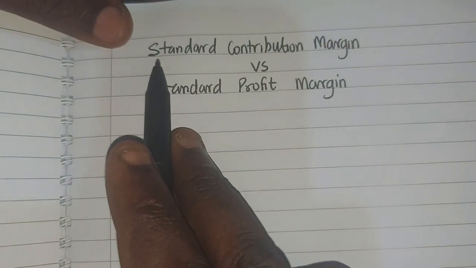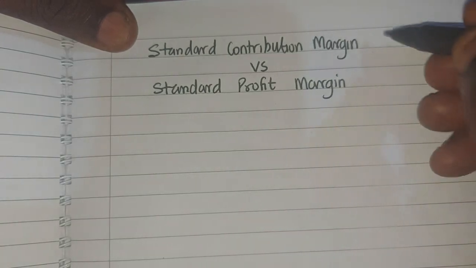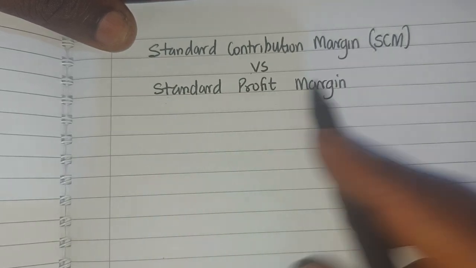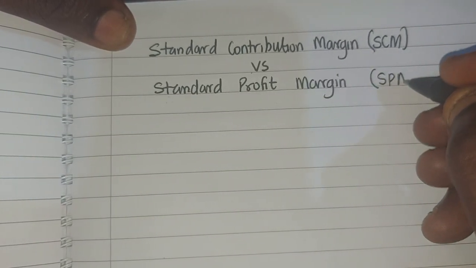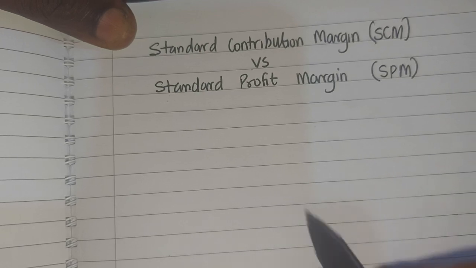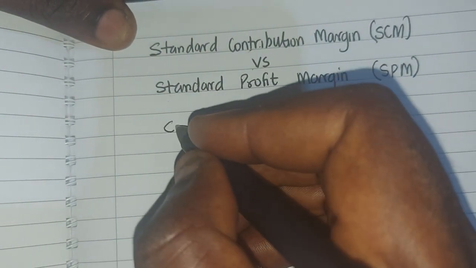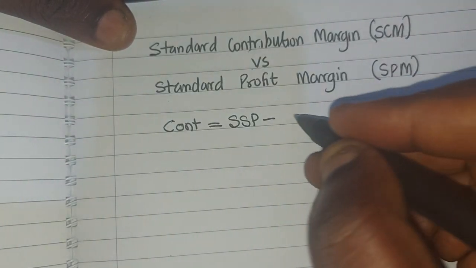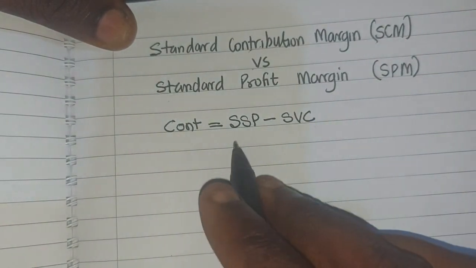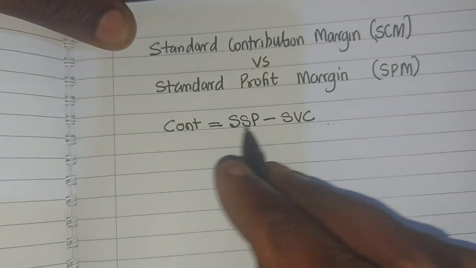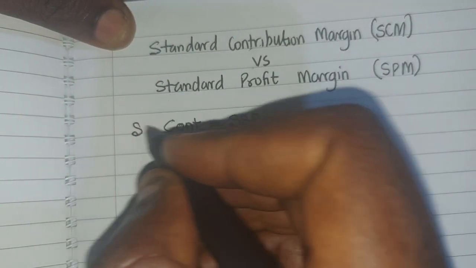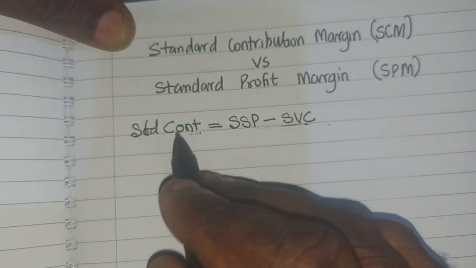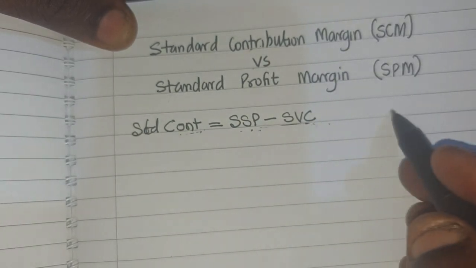In this video, we are going to look at the concept of standard contribution margin, that is SCM, versus standard profit margin, that is SPM. Now, to start with, what is contribution? Contribution is nothing but the standard selling price minus standard variable cost. So this one will now be standard contribution, or contribution is selling price or sales minus variable cost.